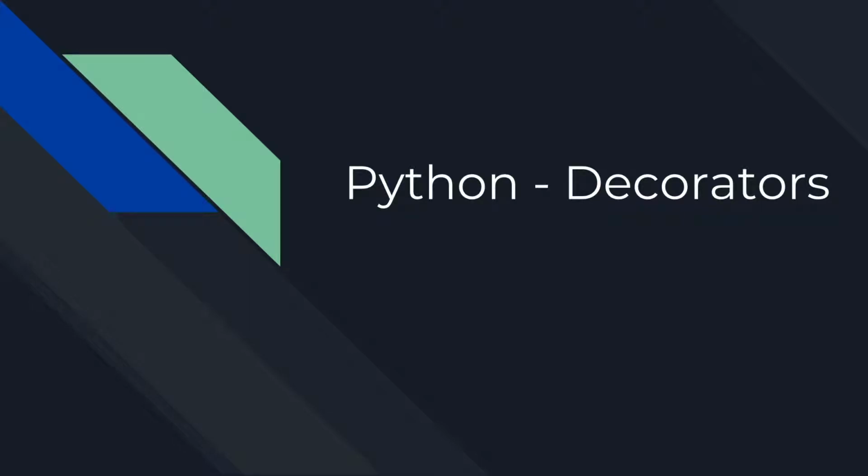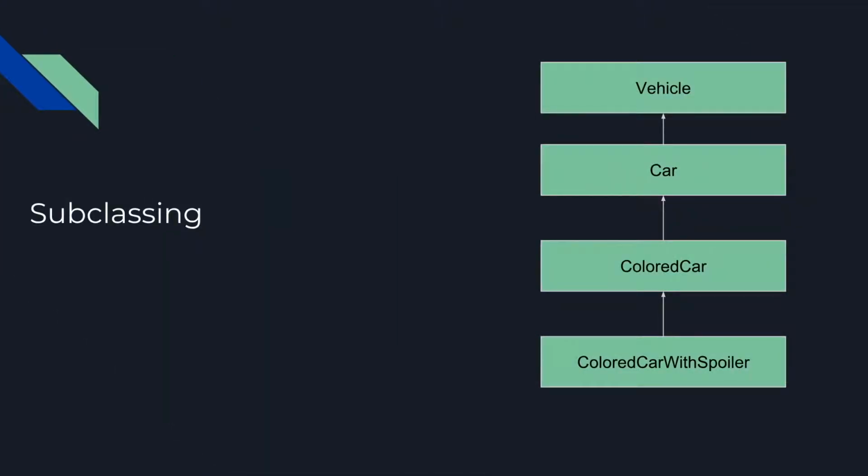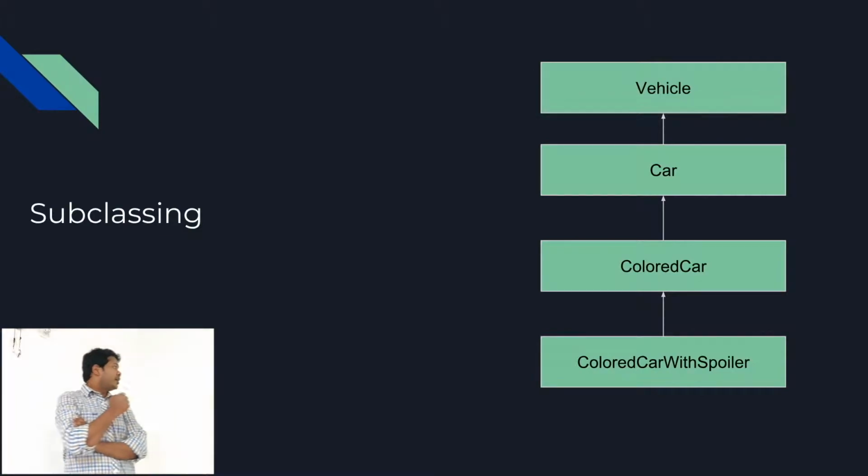To explain this problem, I'll take an example. Let us assume we go to a car shop and order a blue colored car. In programming terms, you can assume vehicle as the base class, car as the inherited class, and colored car as another inherited class of car. So we create a class colored car.